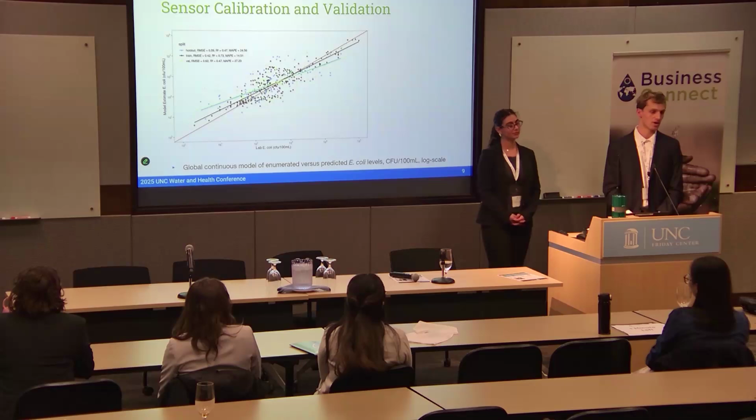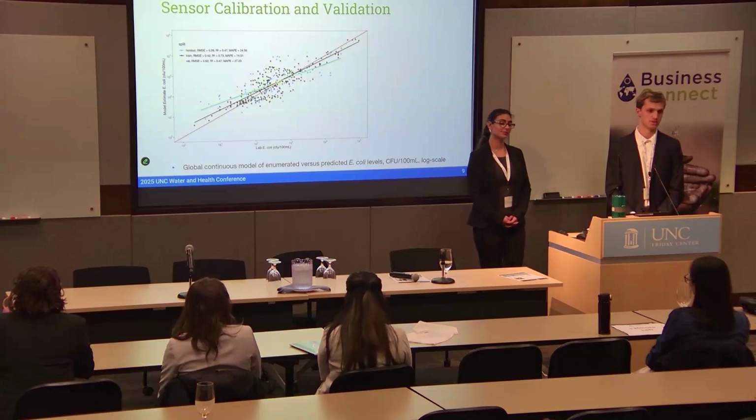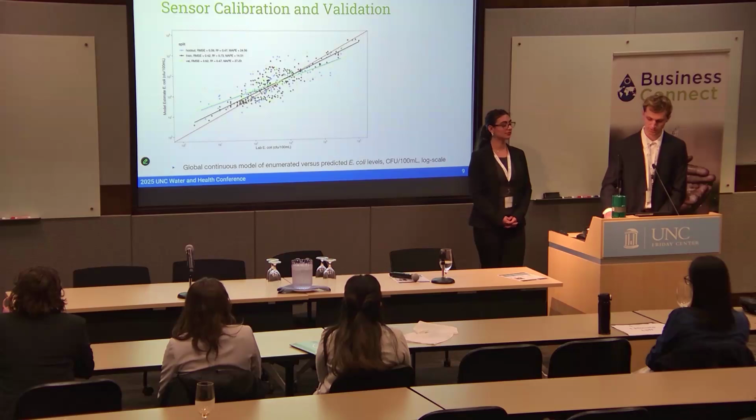So we're using Colilert and membrane filtration, and sometimes on the same water sample we'll see up to an order of magnitude difference in E. coli concentrations, which makes it difficult to establish a ground truth to build the regression off of.